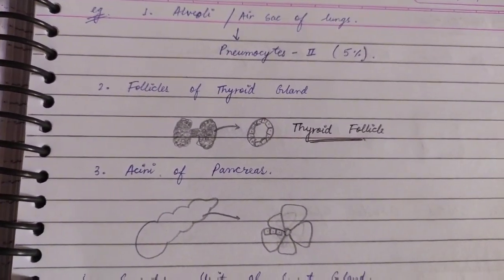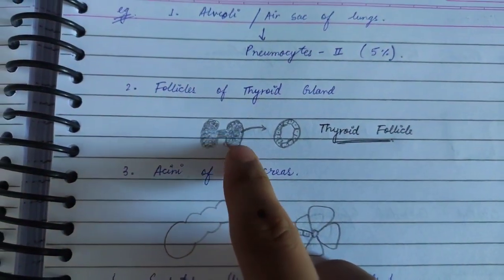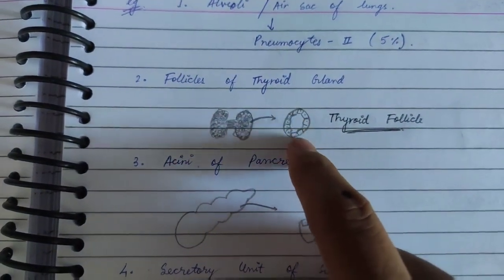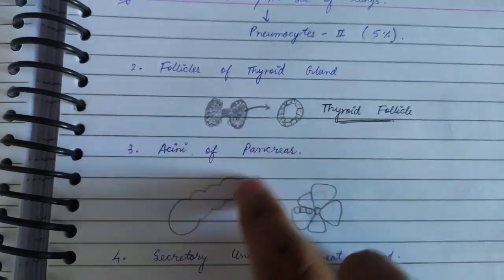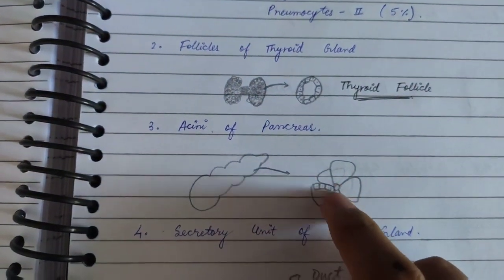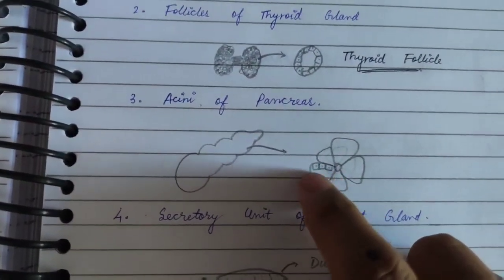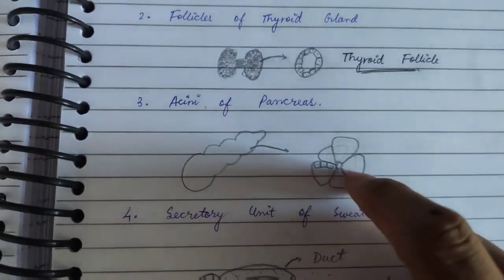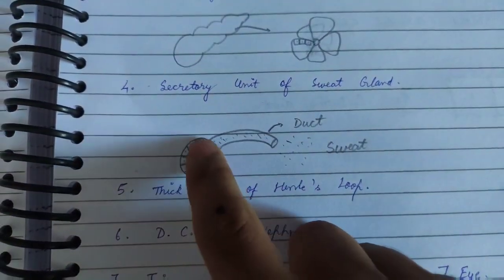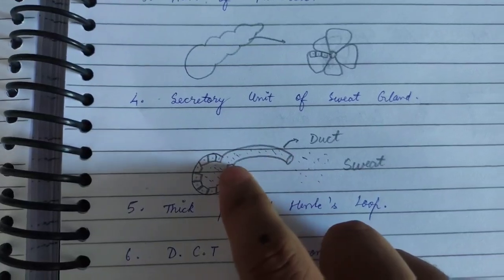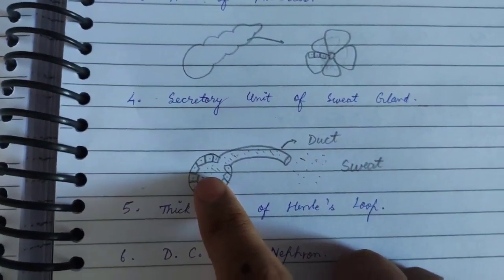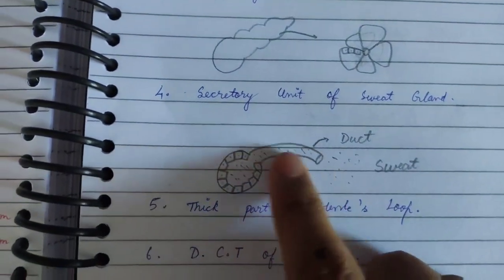Second one is follicles of thyroid gland. In the thyroid gland we are taking a single unit, this is called a follicle. So here cuboidal epithelium is present in the thyroid follicle. Next is acini of pancreas. In the pancreas we are taking a small part of it, so we get a structure like this and this is the simple cuboidal epithelium. It is filled in the whole space. Next comes the secretory unit of sweat gland. This is our sweat gland; this is the secretory unit and this is the duct. Its function is secretion, so it secretes sweat.